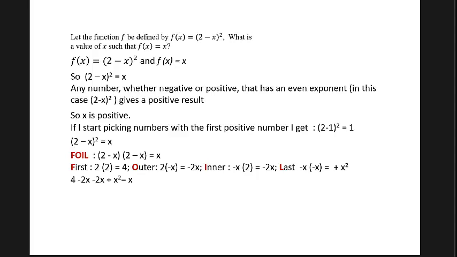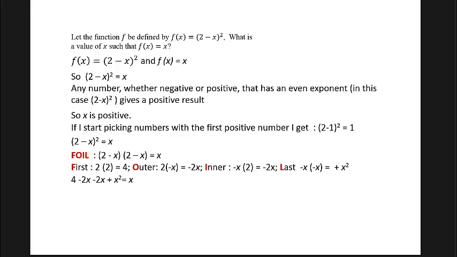So I have 4 minus 2x minus 2x plus x squared. Two steps I want to do here. I want to combine those two middle minus 2x's, and I also want to move it into a form I'm more used to seeing. So I'm going to move this x squared to the beginning of the expression, and I get x squared minus 4x plus 4 equals x. Now if I subtract x from both sides, I get x squared minus 5x plus 4 equals 0.